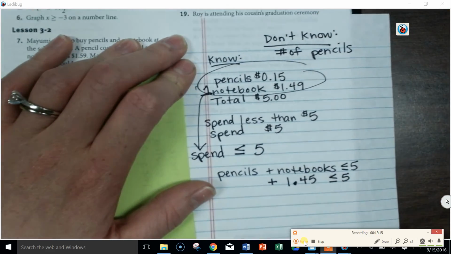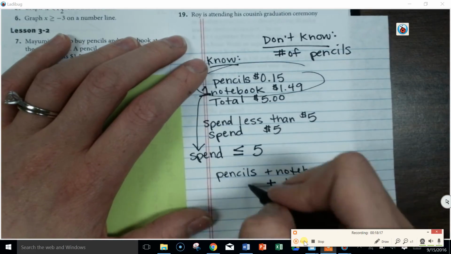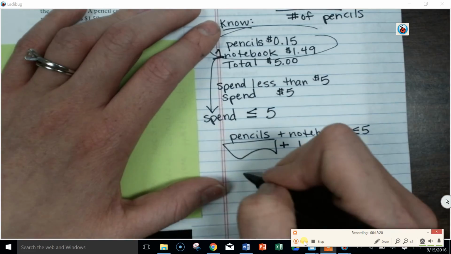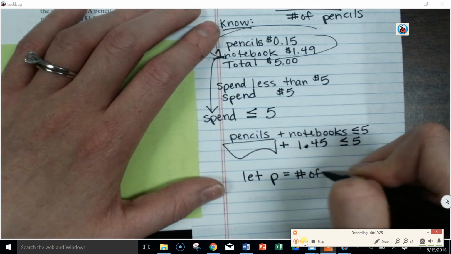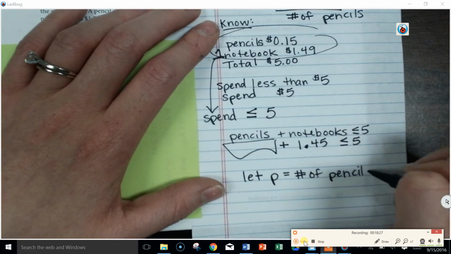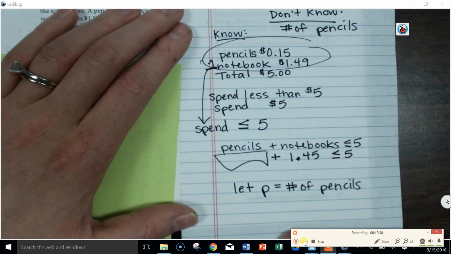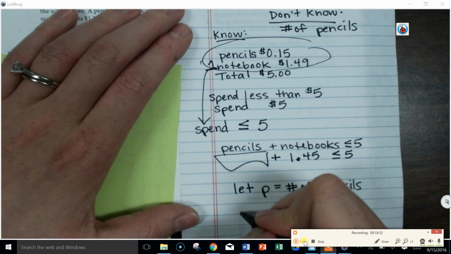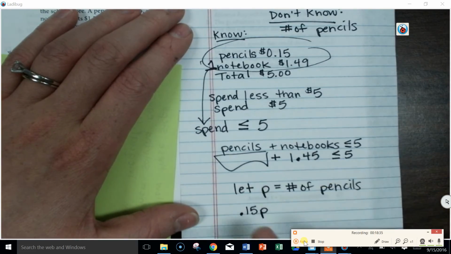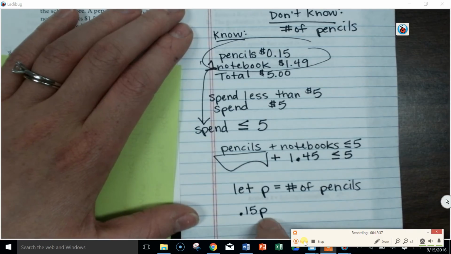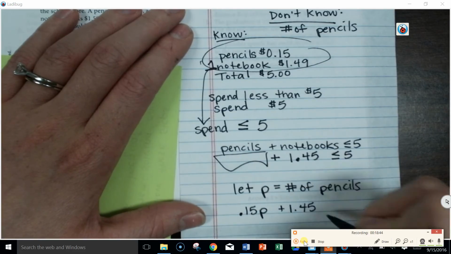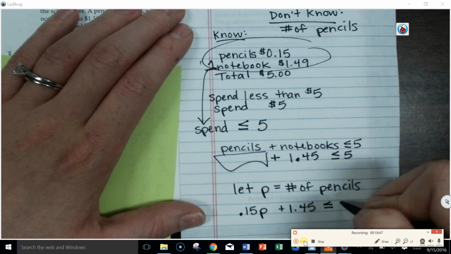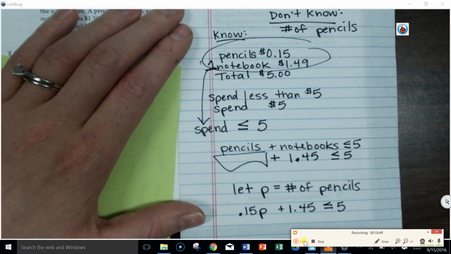So since I'm not sure what that is, I want to say let P be the number of pencils. And then the way you can write your inequalities, you can say, well, if I multiply 0.15 by P, I have the price of a pencil times the number of pencils. That represents the total amount that you would spend on that, plus $1.49 for a notebook that you buy, which must be less than or equal to 5. And then you have your inequality.